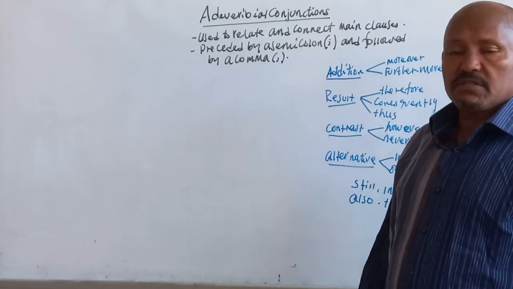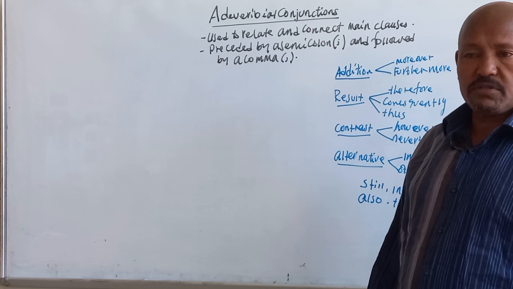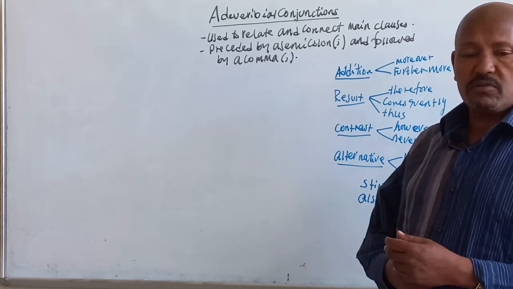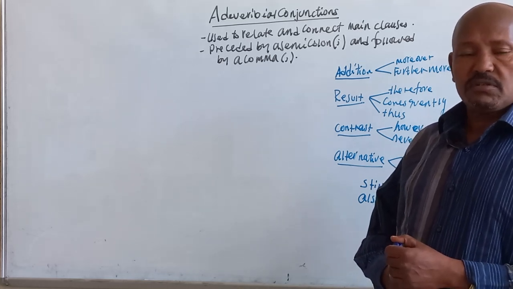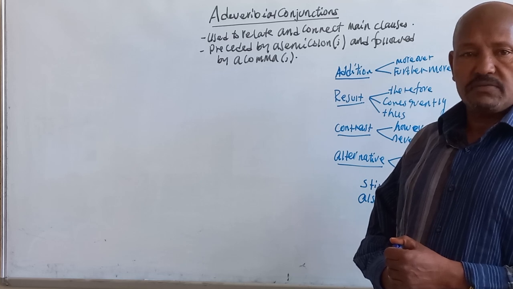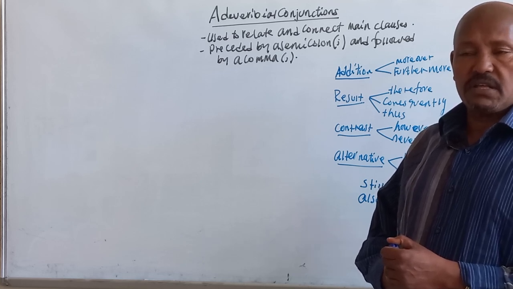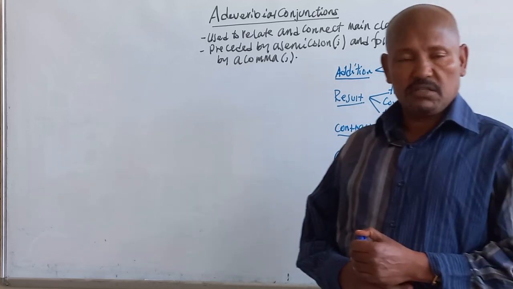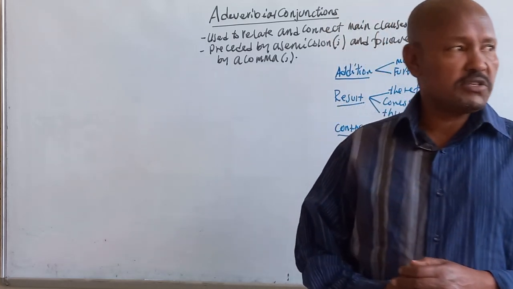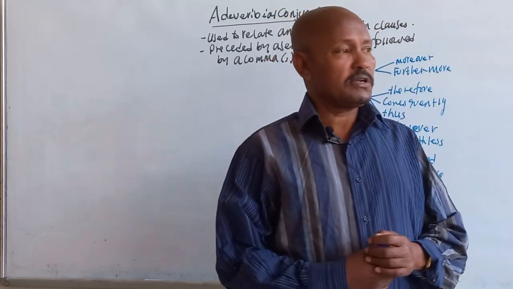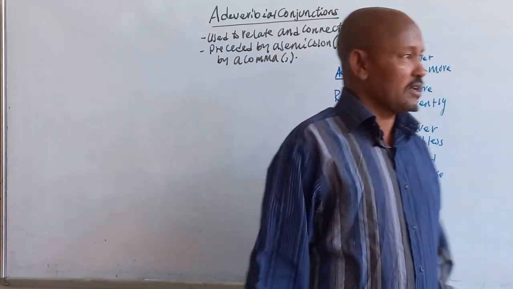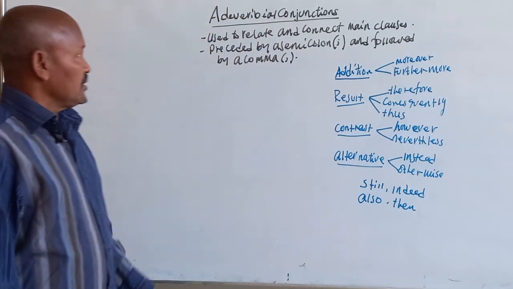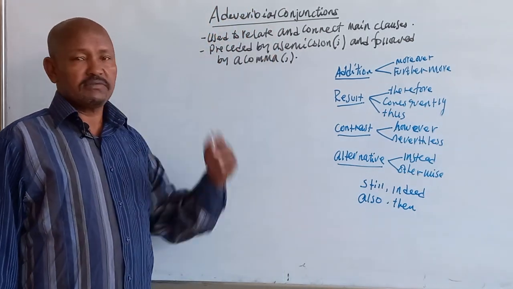So this lesson is adverbial conjunction, which is part of conjunction, or the third type of conjunction. The first lessons that we discussed so far were subordinating conjunction, correlative conjunction, coordinating conjunction, and relative clause. This is the first part of conjunctions. So the lesson here is adverbial conjunction.